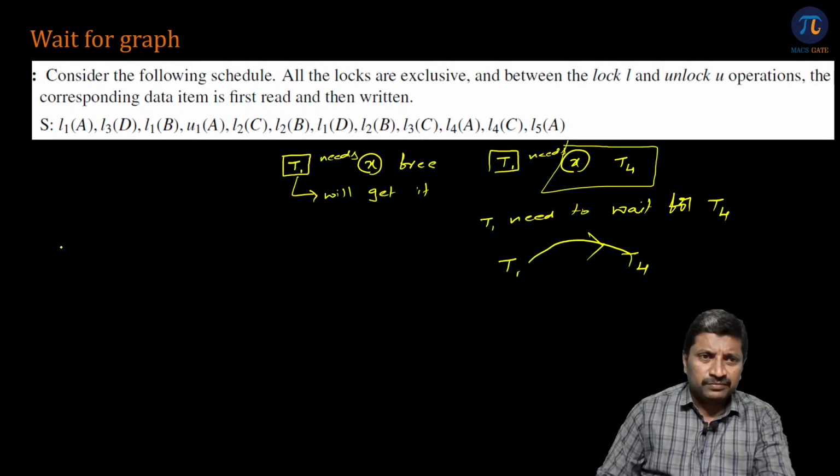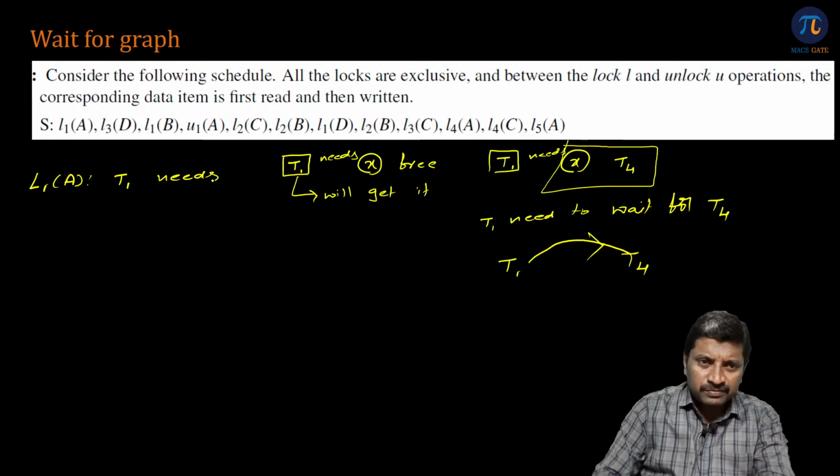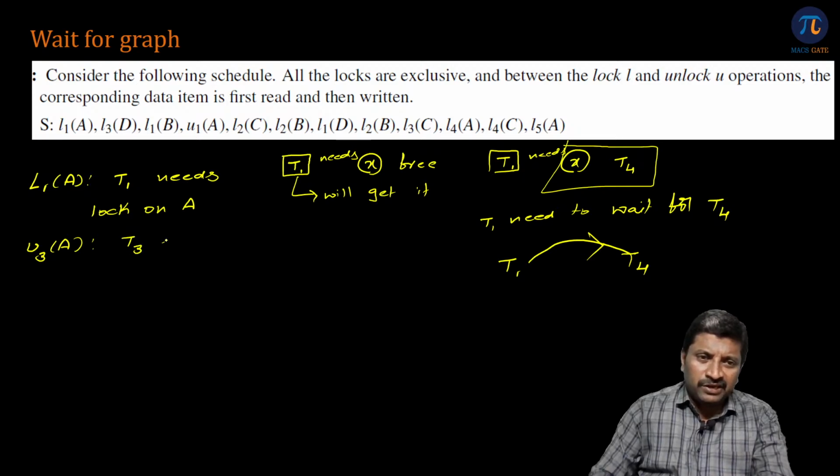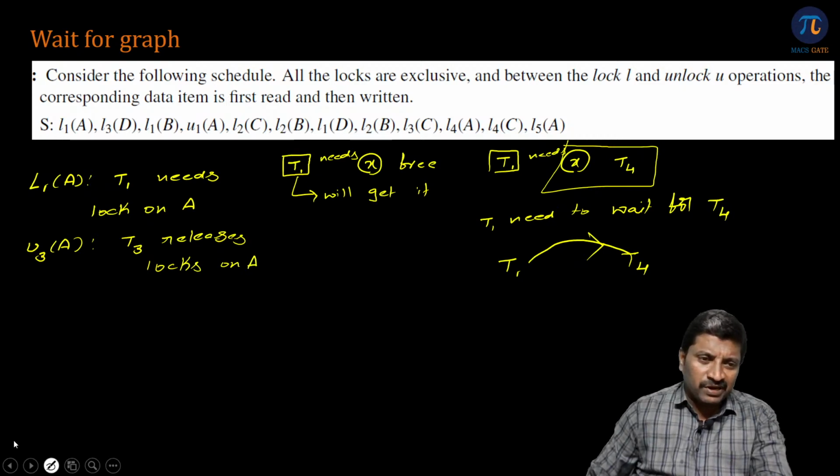Now let's come to this situation. Let me write it here. L1 of A: what does it mean? Transaction 1 needs a lock on A. That is the meaning of it. Suppose they write U3 of A: T3 releases the lock on A. Now let me draw the wait-for graph.